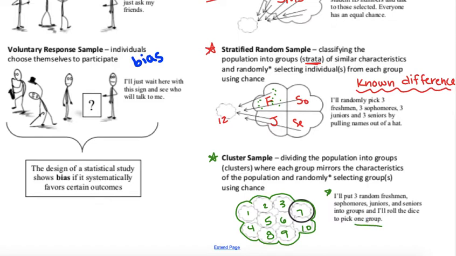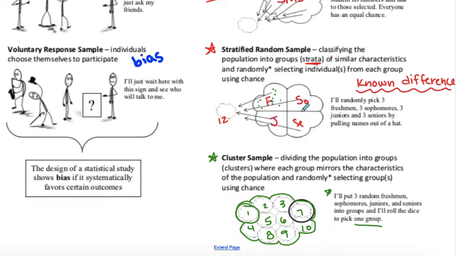So a cluster would be, and it's almost more convenient, where we want them grouped together already naturally, like in an art class. It's that idea that now I've made 10 little mini populations inside of my population. And instead of picking some from each group, I'm picking the entire group. So maybe I pick 2 of them, and now that makes my sample.